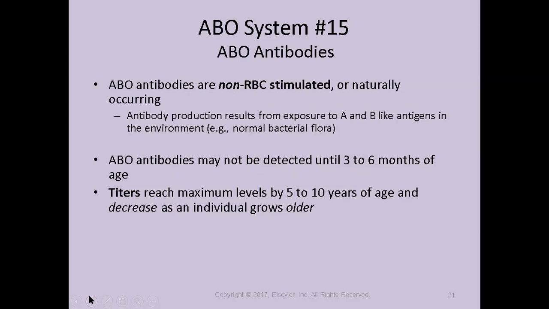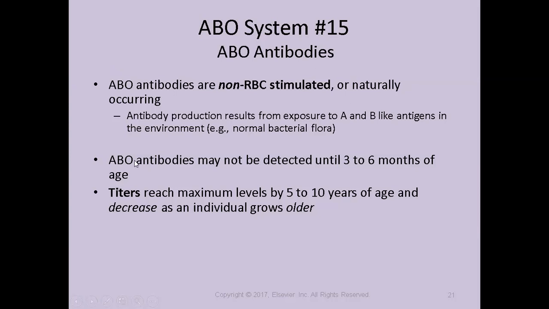Okay, so we're going to move on and talk about ABO system antibodies, which we did in lab 2 a little bit already. As I mentioned at the beginning of this unit, we have to remember that these are not red blood cell stimulated, meaning not due to being exposed to another's red cells. Okay, they're naturally occurring. And this actually happens due to exposure to substances in the environment that are similar to A and B antigens, bacteria. So we just basically have these naturally occurring antibodies.